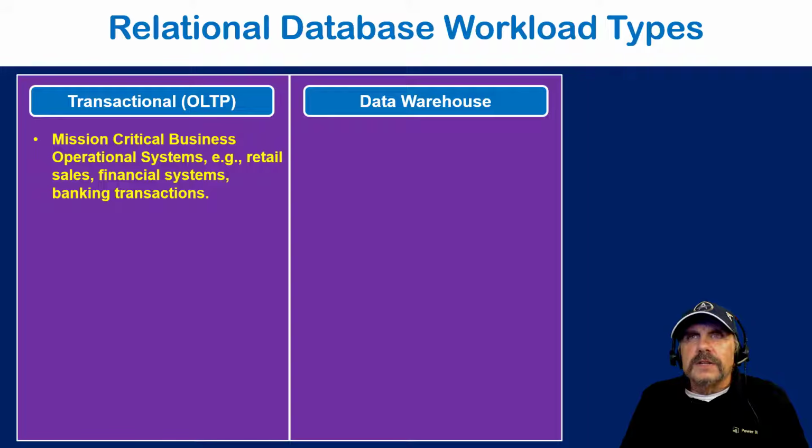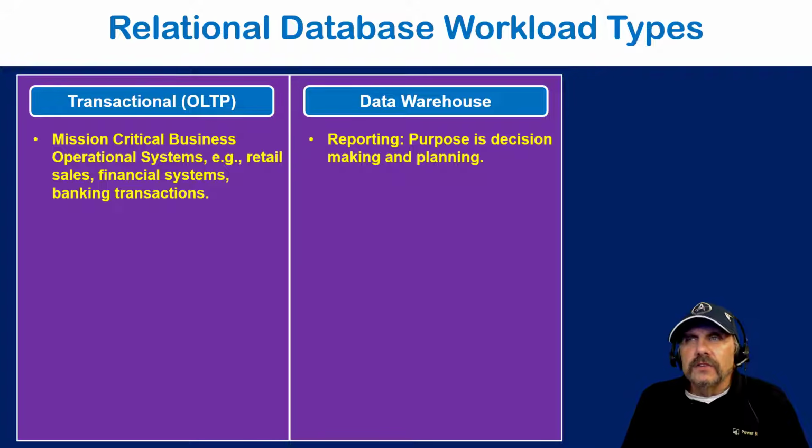These are databases that store your mission critical data. In other words, you've got your applications running and they're storing the data typically in a relational database. This could be your sales system, financial record systems like accounting and general ledger and accounts payable, banking transactions, all kinds of things that are absolutely essential for the daily operations of your business. Data warehouse purpose is reporting and decision making and planning. That's what it's kind of involved around. What should we be doing? What products should we sell? How can we do a better job?